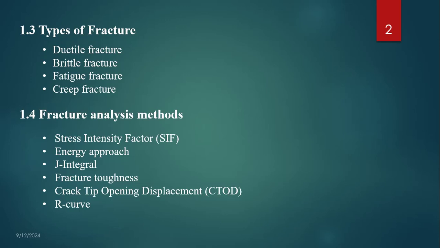Creep fracture. This type of fracture occurs due to long-term exposure to high temperature and stress, causing gradual deformation and eventual failure. Creep fracture is commonly observed in materials that are subjected to high temperatures and stresses over long periods, such as turbine blades in power plants. Creep fracture is typically characterized by the gradual deformation of the material over time, leading to the formation of cracks and eventual failure.